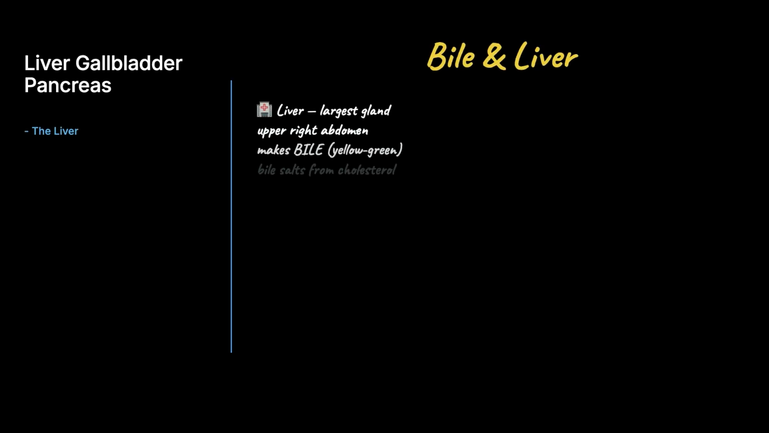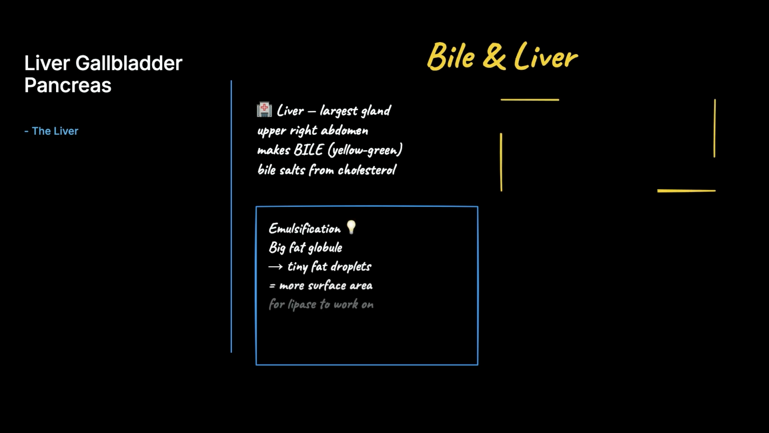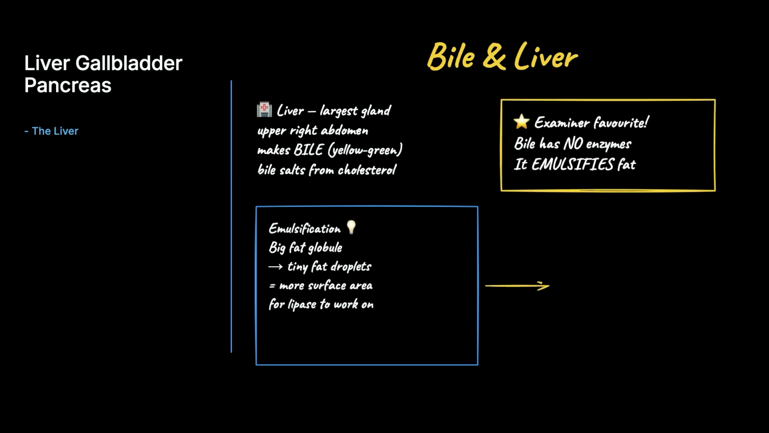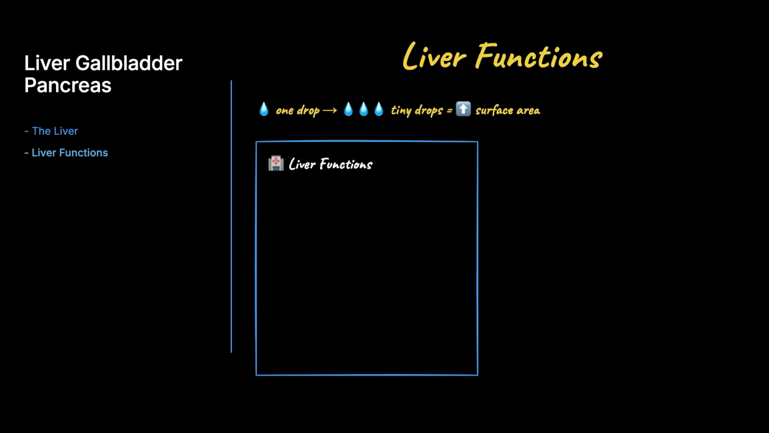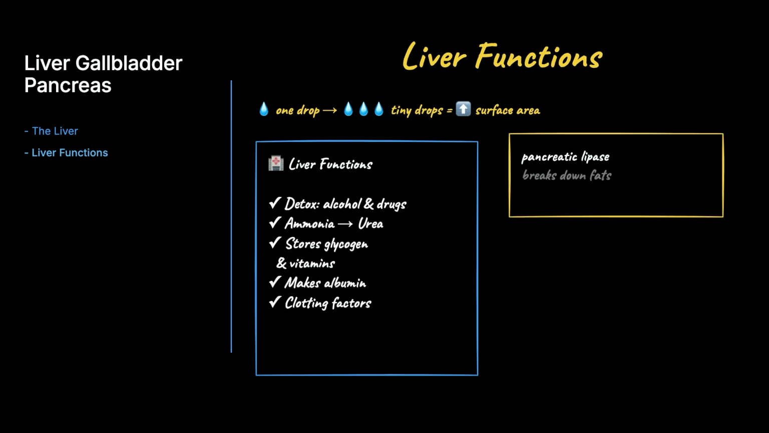Now meet the liver, the largest gland in your body, mostly in the upper right abdomen. Among its many jobs, the digestive one is making bile, a yellow-green fluid containing bile salts derived from cholesterol. Here is a point examiners love. Bile contains no enzymes. Instead, it emulsifies fat into tiny droplets. Why does emulsification matter? Breaking one big fat droplet into many small ones hugely increases surface area, so the real fat enzyme, pancreatic lipase, works far faster.